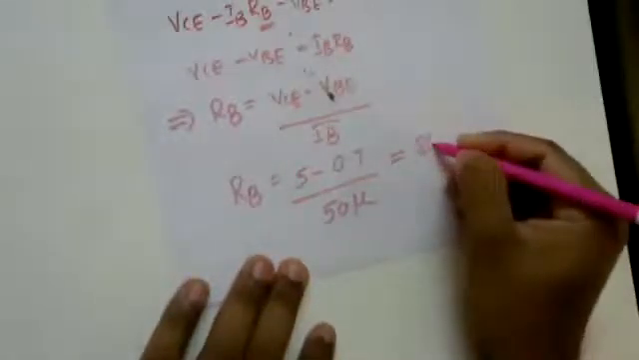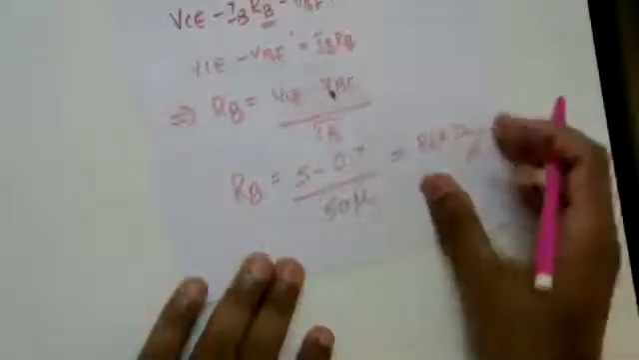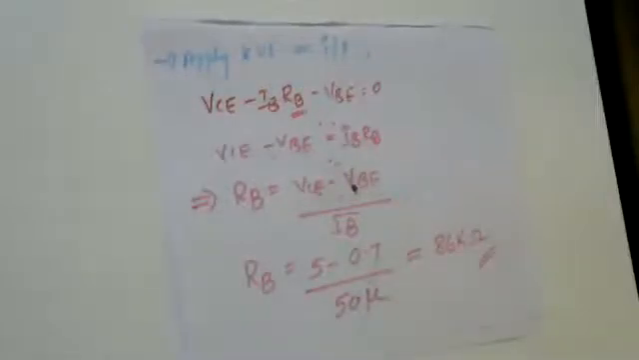The value of IB I was able to compute as 50 microamps. Then what is the value of your RB? Yes, good. The value of RB is found to be 86 kilo ohms. So this is how you should be able to design your circuits. Is it clear to you?